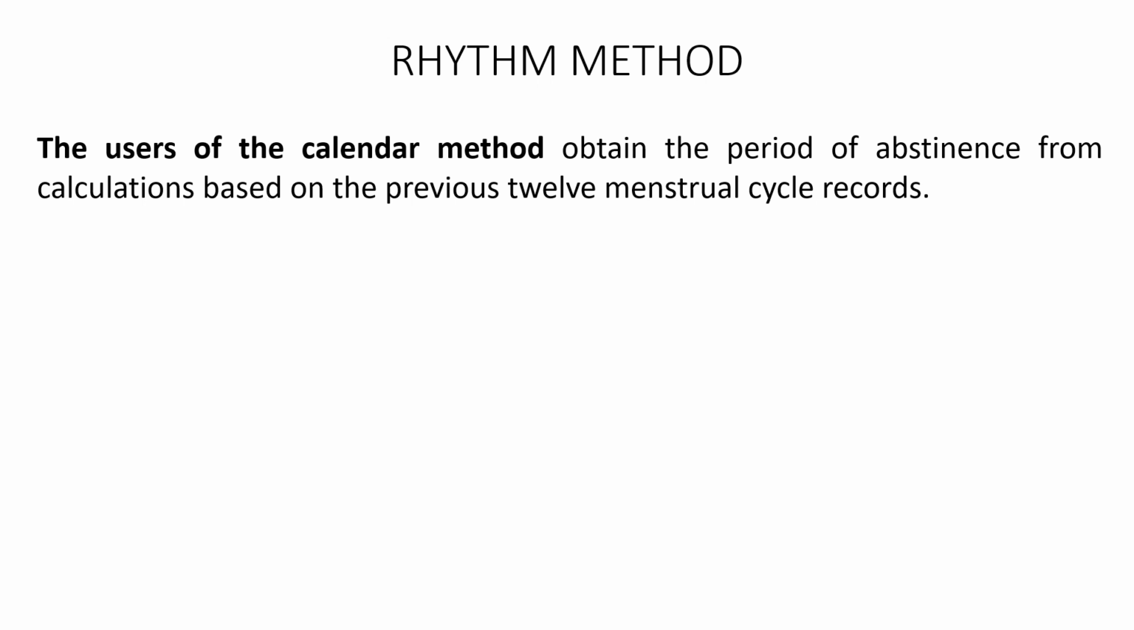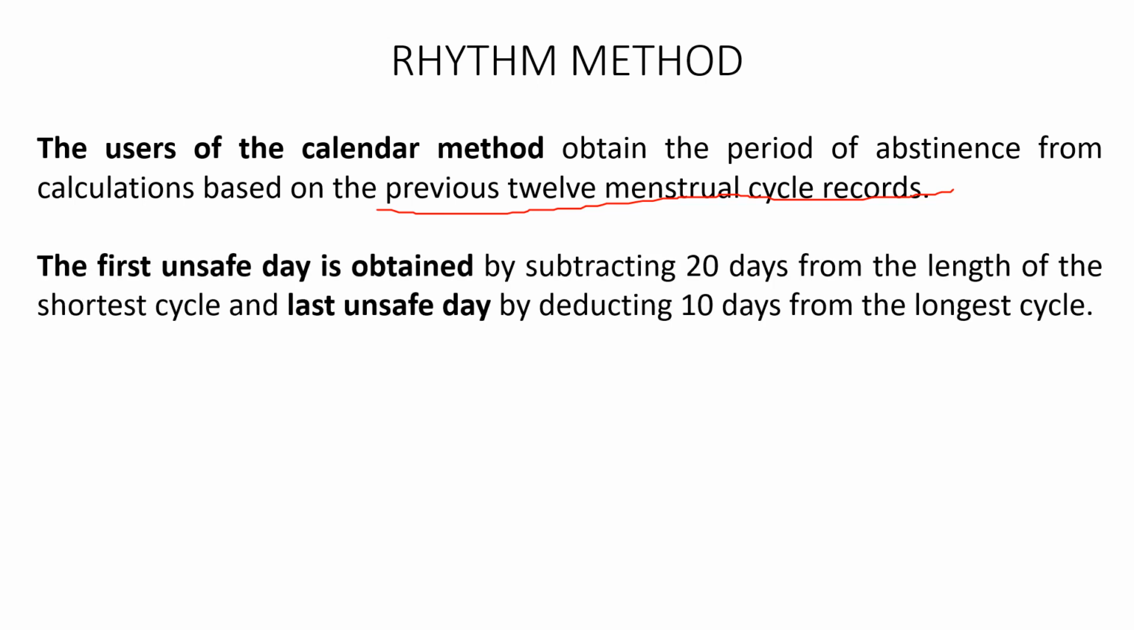The users of the calendar method obtain the period of abstinence from calculation based on the previous 12 menstrual cycle records. So they have to observe and calculate the duration of their menstrual cycle throughout 1 year. The fertile period will be determined in this way: the first unsafe day will be obtained by subtracting 20 days from the length of the shortest cycle.